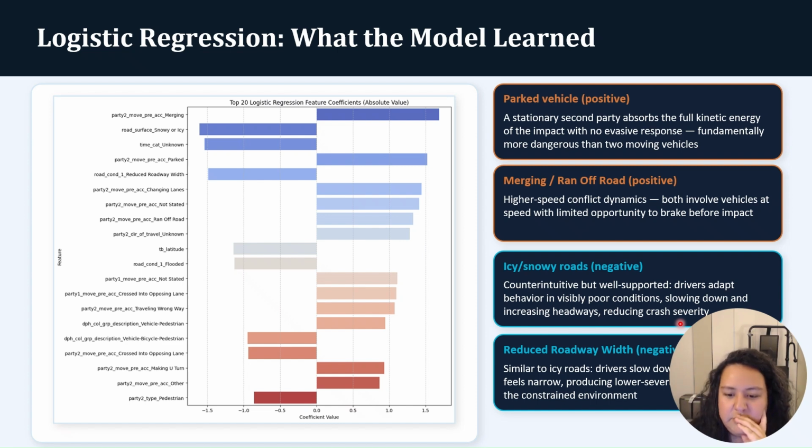Some interesting negative predictors were icy or snowy roads and reduced roadway width. It sounds counterintuitive, but it's actually well supported by what's called the behavioral adaptation hypothesis in traffic safety research, which I learned about because of this project. So drivers slow down and drive more carefully in visibly poor conditions, and the crashes that do occur tend to happen at lower speeds and produce less severe outcomes. And the same is true for reduced roadway width because narrow roads make drivers cautious, which reduces impact speed when a crash does occur.